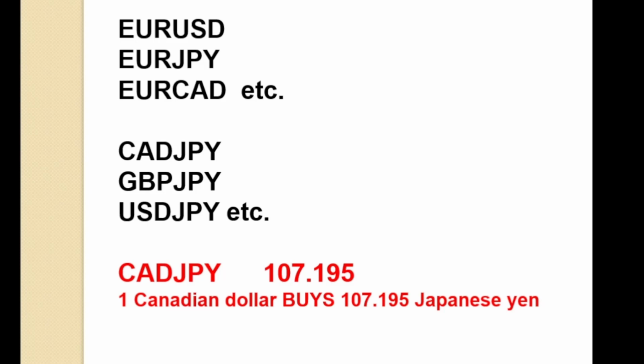Similarly, Canadian dollar versus Japanese yen, if the price is quoted as 107.195, this simply means 1 Canadian dollar will buy 107.195 Japanese yen. We are going to see as we move on that when the price involves Japanese yen, it is always rounded to 2 decimal places, and elsewhere it is 4 decimal places. We're going to do this as soon as we start looking at currency pairs and the pip value.